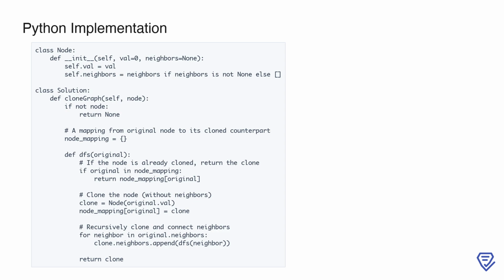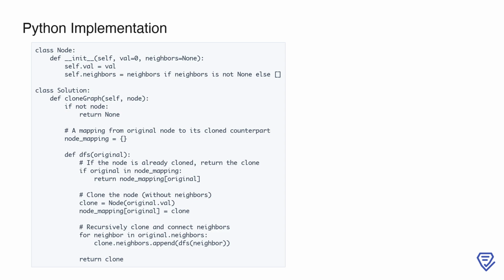Within the cloneGraph method, we define a helper function called DFS, which implements a depth-first search to traverse the graph recursively. The first step in DFS is to check if the current node has already been cloned. If it has, we immediately return the clone to avoid redundant work and prevent infinite loops in cyclic graphs. Otherwise, we create a new clone of the current node, copying only its value for now, and store it in node_mapping. Finally, we iterate over all the neighbors of the original node, recursively clone them using DFS, and append these clones to the neighbors list of the current clone.